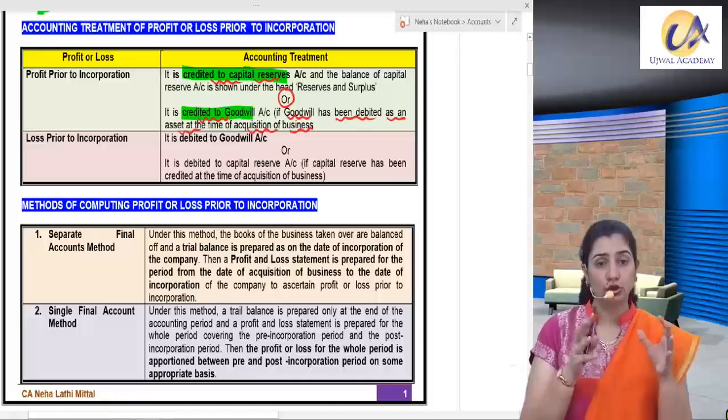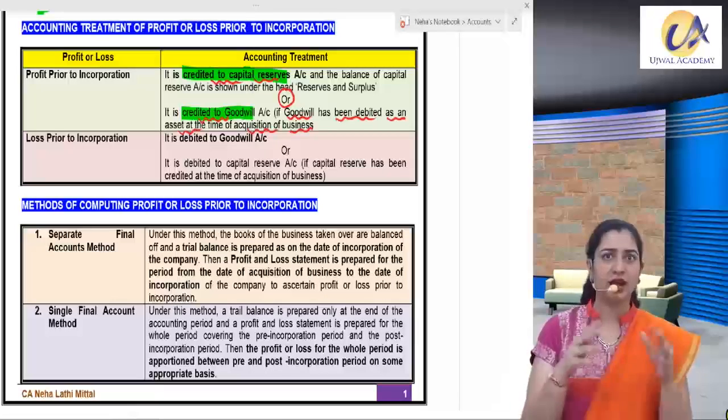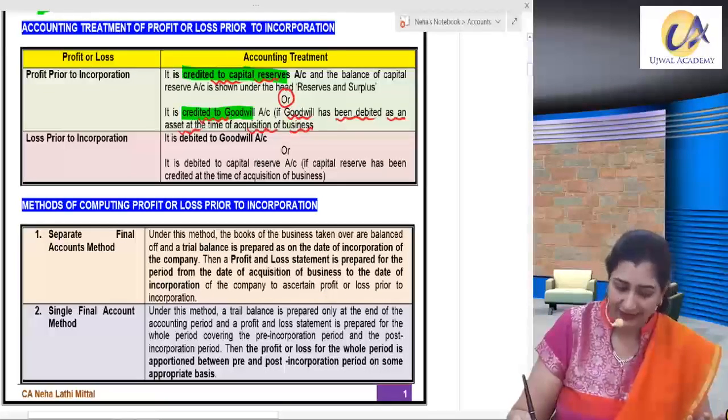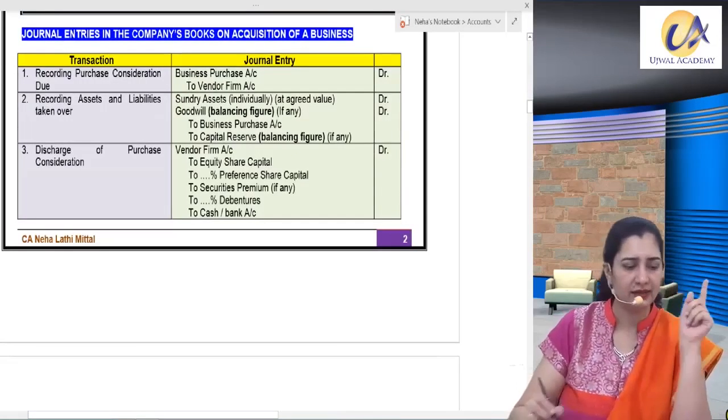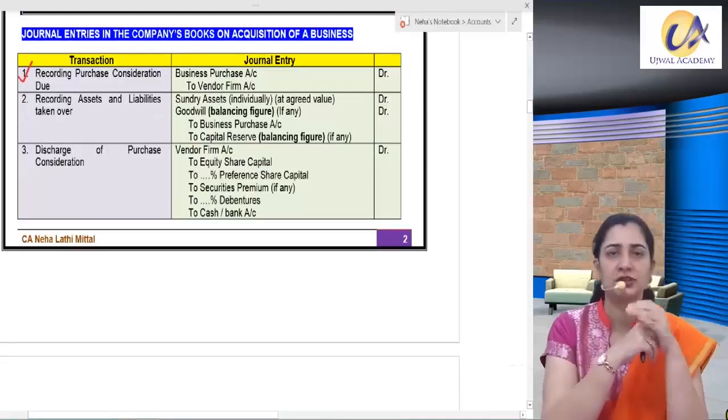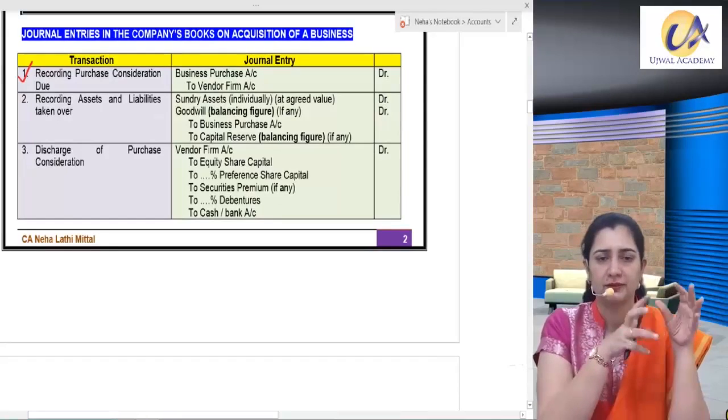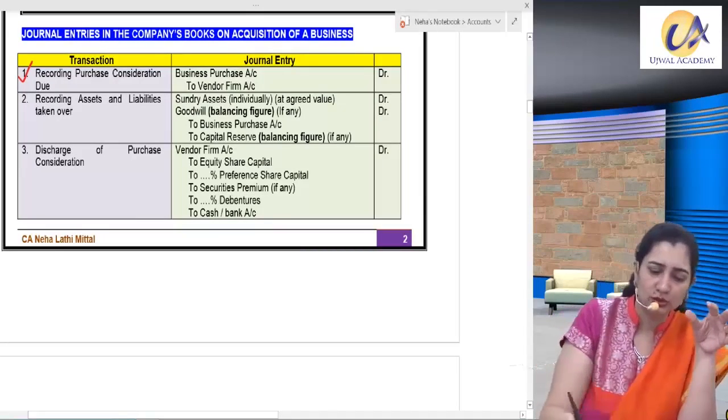Yes. So normally, why goodwill ka answer is lying in your entries. देखो, if you come further down, next page में you have got journal entries which we just wrote. पहला entry for business purchase consideration due. Business purchase account debit to vendor firm.